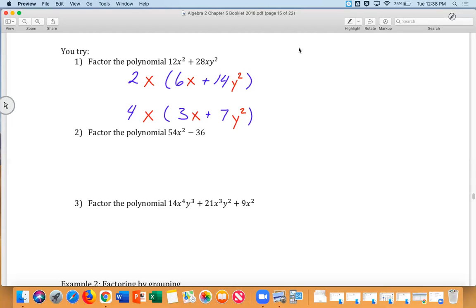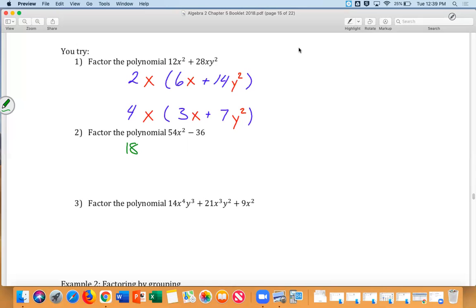Yeah, Chris, what number goes into 54 and 36? 18. Okay, I'm going to be honest. When I looked at them, I didn't see 18 right away. I saw 9. Remember, if you don't see it right away, look back, check your work. So Chris saw 18.